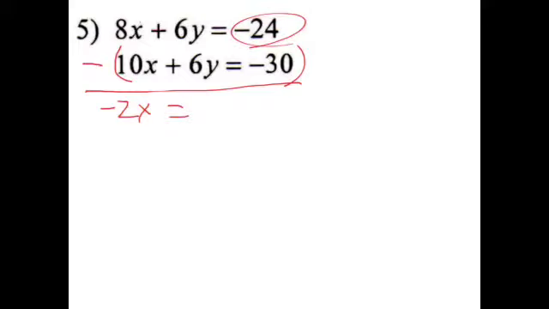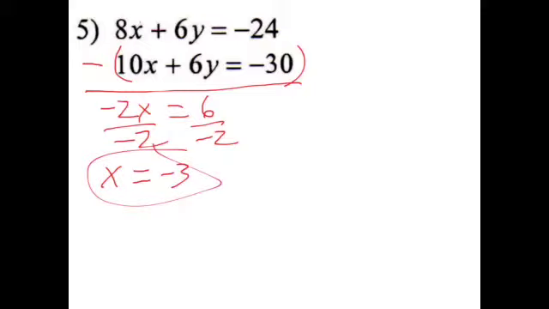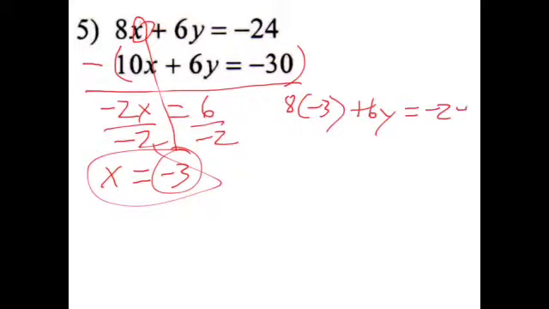And negative 24 minus negative 30, make sure you minus the negative, is going to give me negative 24 plus 30, which is 6. And now we just need to get x all by itself by dividing by what's in front, that negative 2. And we'll get x equals negative 3. So we got one of our variables already. And once you have that, you can take your variable and plug it into one of your equations. I'm going to plug it into my first one to get 8 times negative 3 plus 6y equals negative 24.